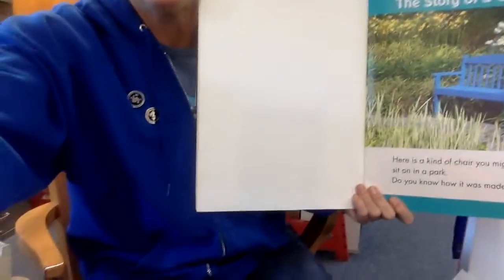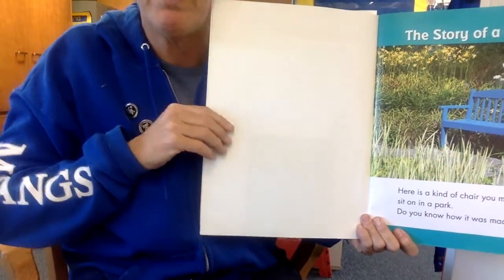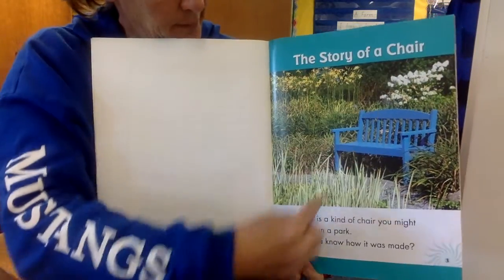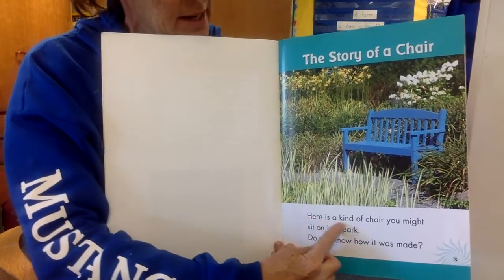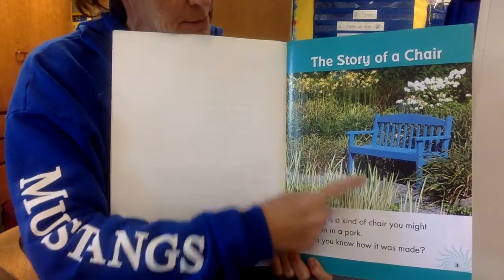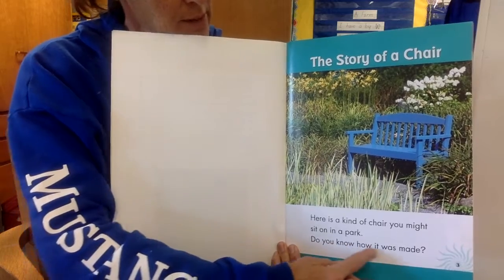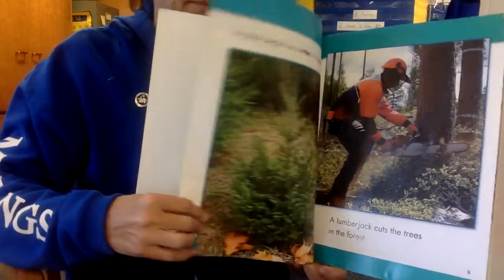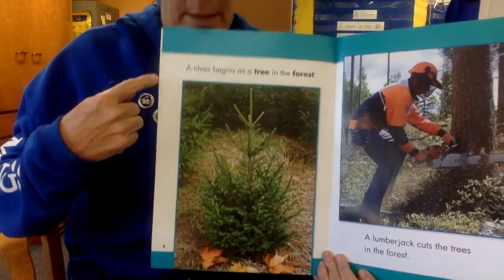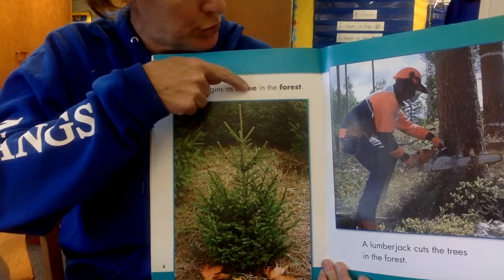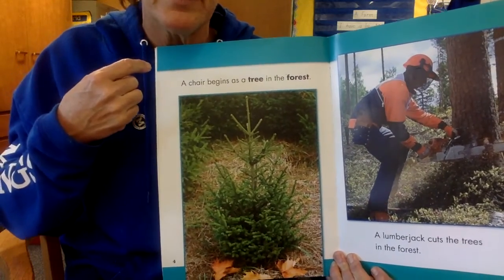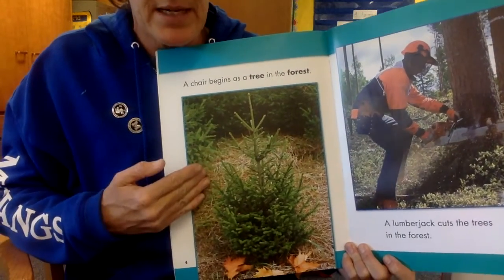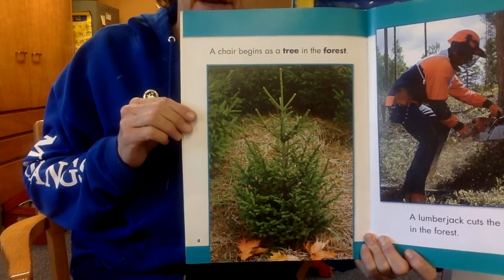So let me point this down, and I'll do my best to show you each page. So, the story of a chair. Here is a kind of chair you might sit on in a park. Do you know how it was made? A chair begins as a tree in the forest. Here's one tree. A forest is a place with lots of trees. That's how the chair started.